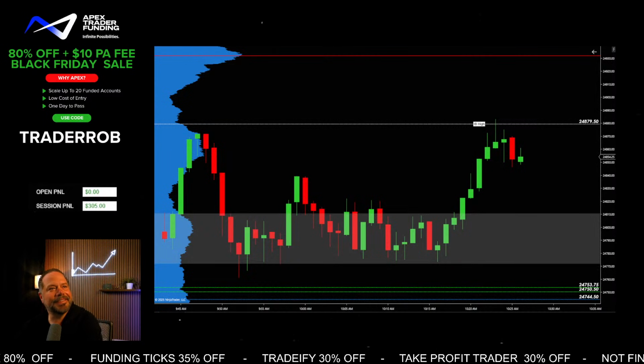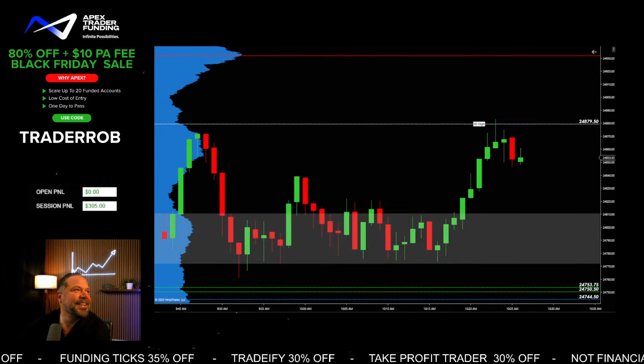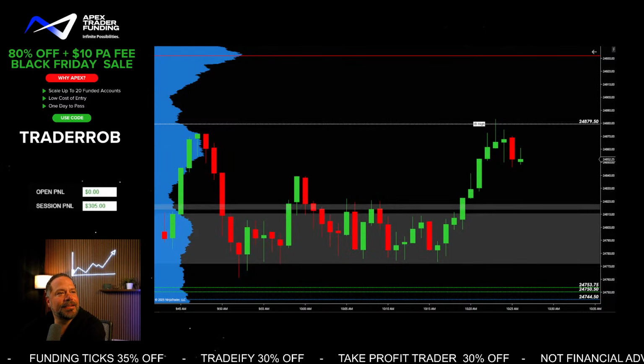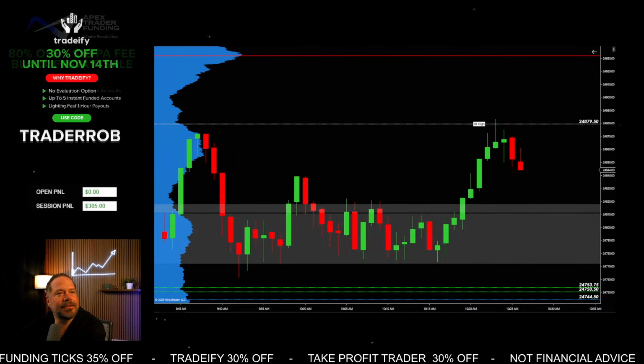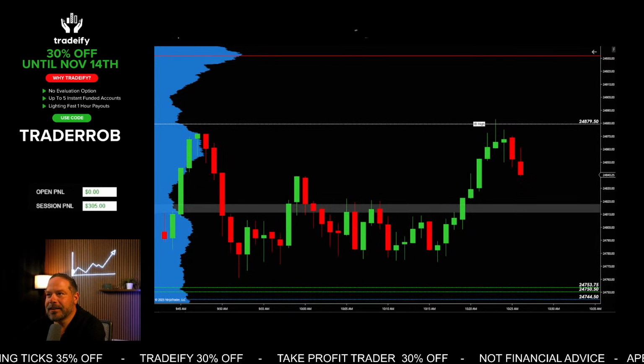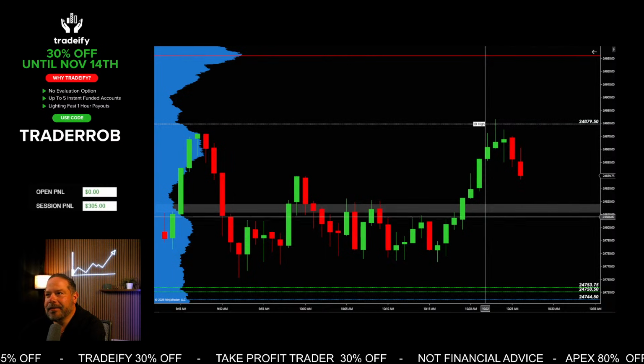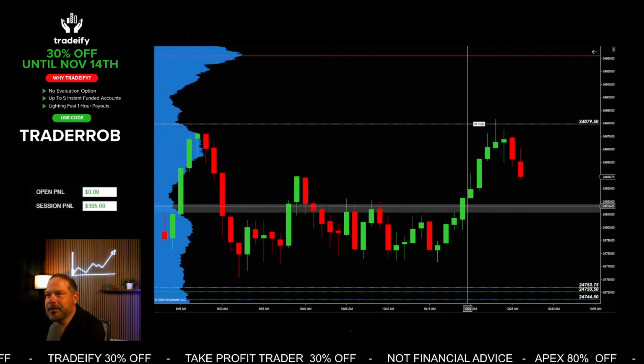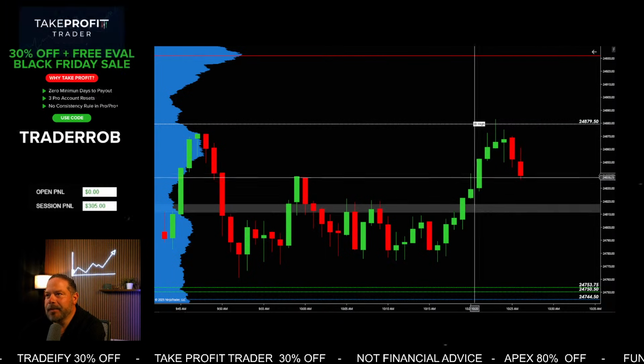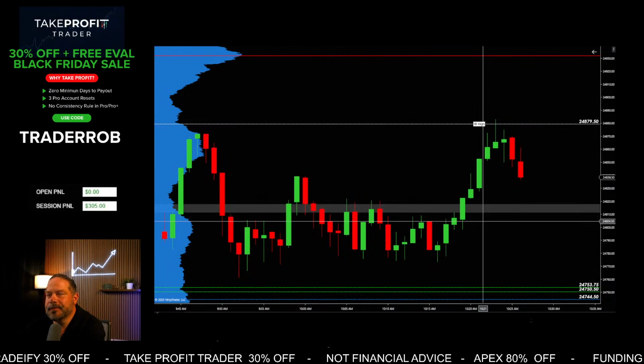Ooh. You're going to hate me for this. So, interesting little scenario right here. This is where the reaction happened. Okay, this is where we had a big break, impulsive move right here on the NQ.